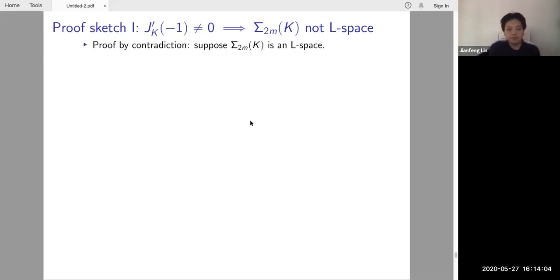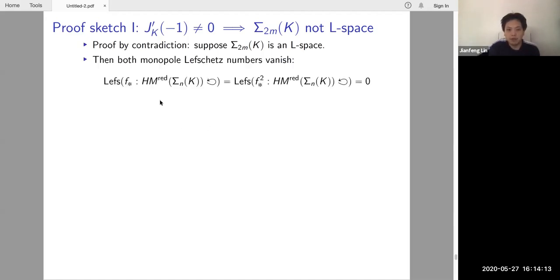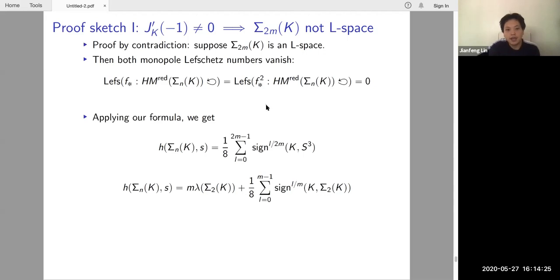It will just be a proof by contradiction. So suppose Σ_{2m}(K) is an L-space. Then both the monopole Lefschetz number of the covering transformation and of the square of the covering transformation are zero, because the reduced monopole Floer homology is zero. Now we apply our monopole Lefschetz number to both f and f squared. We get two expressions of the Floer invariant of the branched cover. Here, n should be just 2m.